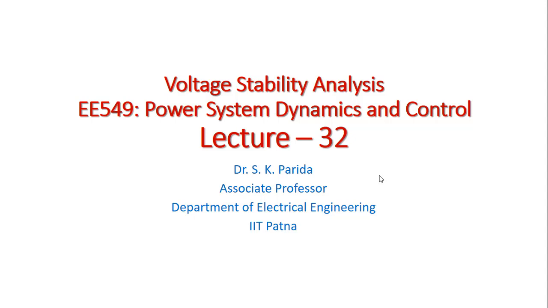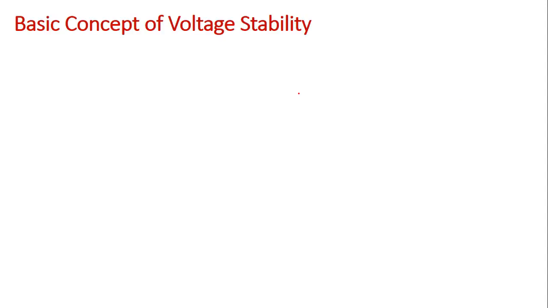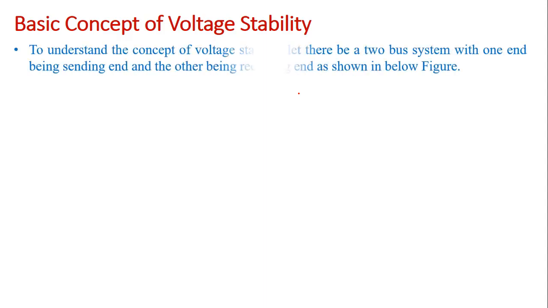Voltage stability analysis is nothing but the ability of the system to maintain the voltage within the limit even if there is some disturbance in the system. The basic concepts we already discussed in the last class. Let us review those same concepts.